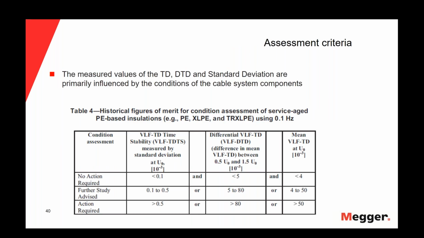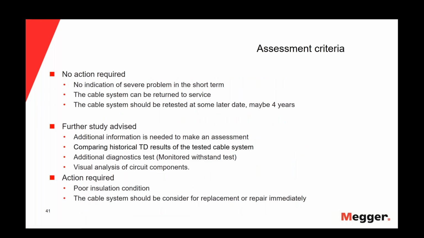Once we are done with the tan delta test, we can take the different condition assessment parameters and compare them with the respective table in the IEEE 400.2. In this case, we are seeing Table 4, which is for PE and XLPE cables. In this table, we have three different condition assessments: no action required, further study advised, and action required. No action required means no indication of a severe problem in the short term. The cable system can be returned to service, and it should be retested at some later date, maybe 4 years.